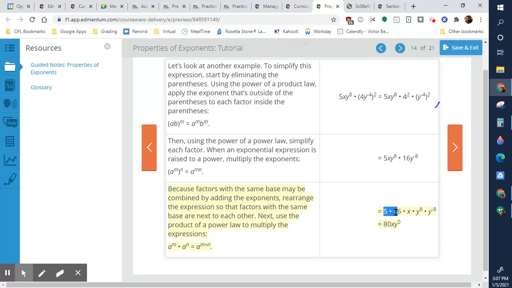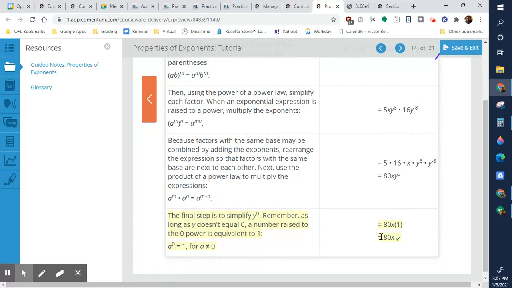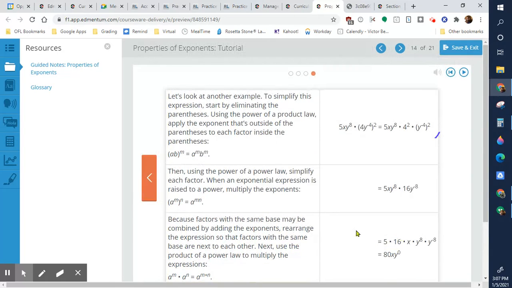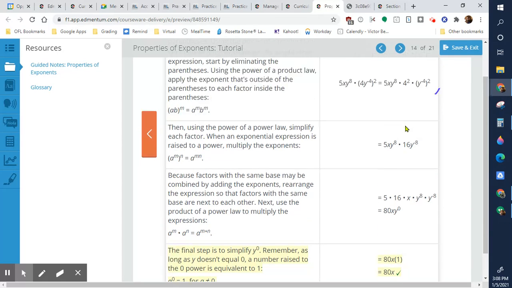The 5 and the 16 go together. The x, well, there's nothing to go with the x, so it's just there. And remember, now we're going to have y to the 0. Anything to the 0 power is automatically 1, so our answer is only 80x. The y's kind of cancel each other out. The way I was thinking about it was we'll have 8 y's on top and 8 y's at the bottom, which will cancel out, but they're like, let's just use our rule of adding the powers.